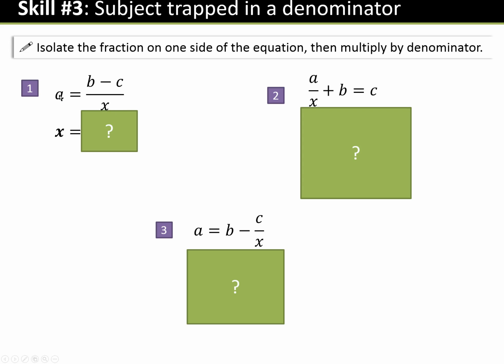Alright, so it's on the bottom. Multiply both sides by x. It becomes ax is equal to b minus c. Divide both sides by a, and it's almost like you've swapped a and x, kind of.